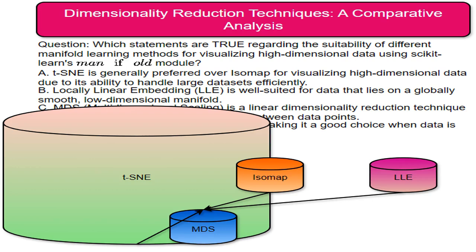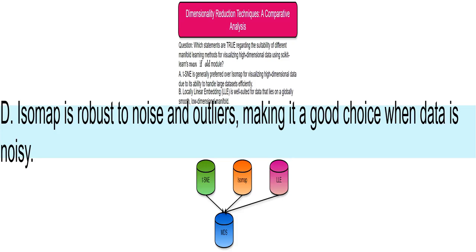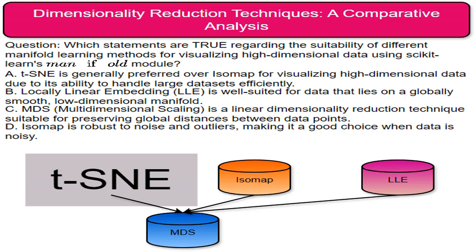Locally linear embedding, LLE, is a dimensionality reduction technique. I'll need to remember its properties to evaluate statement B. Isomap is another dimensionality reduction technique. I need to remember its characteristics for statements A and D. Multidimensional scaling, MDS, is a dimensionality reduction method. I'll need to consider its properties to evaluate statement C.